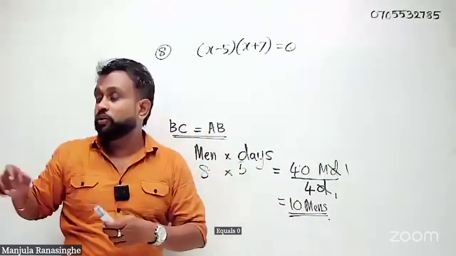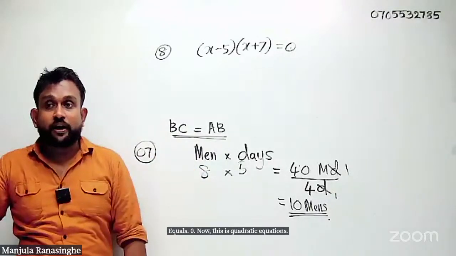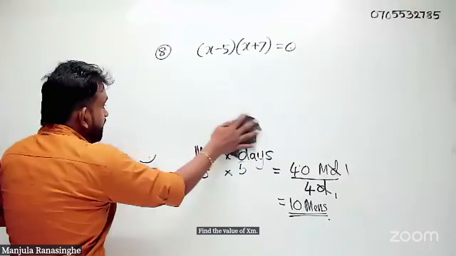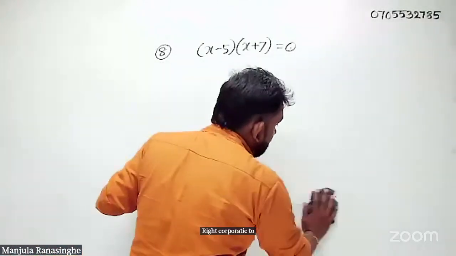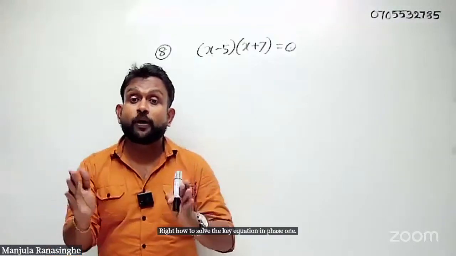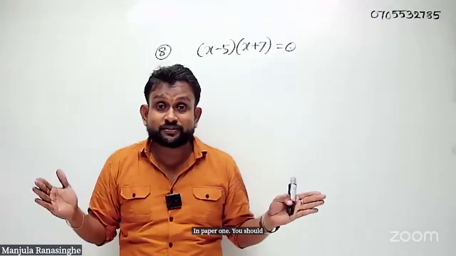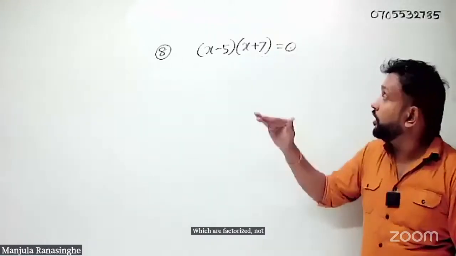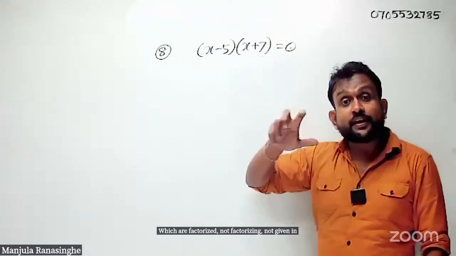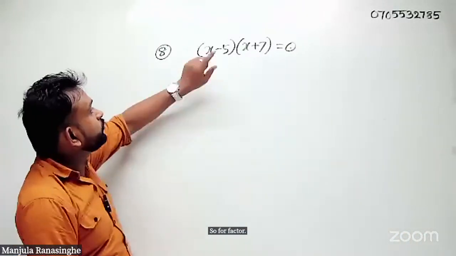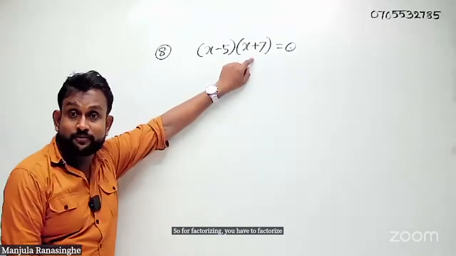Now this is a quadratic equation. To find the value of x, the quadratic has to be solved. How to solve a quadratic equation in paper 1? In paper 1, you have the fractions which are factorized. Not factorizing fractions is not given in paper 1, so that is given in paper 2. So for factorizing fractions, you have to factorize the quadratic equation.